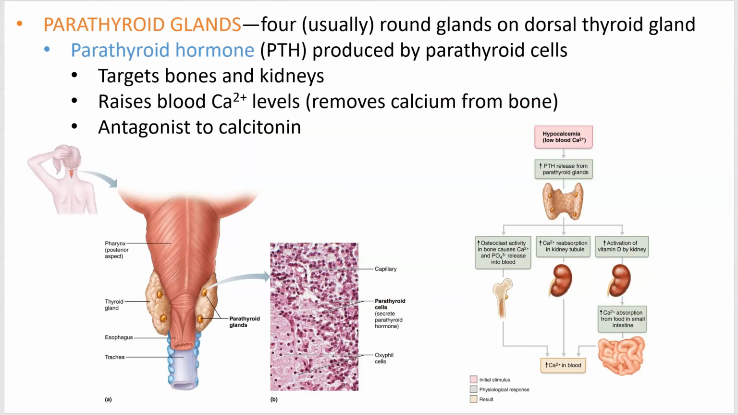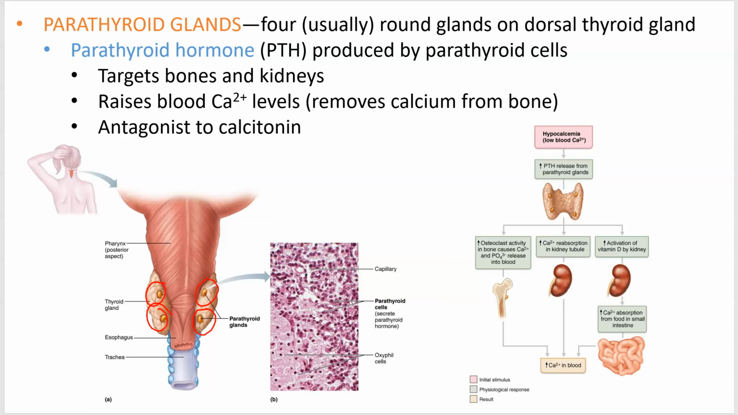May as well cover the parathyroid glands while I'm covering the thyroid gland, because they are in fact connected to the thyroid gland. This is the back, so we're looking at a dorsal view here of this person. These are the parathyroid glands. Usually you have 4 of them. They're kind of embedded in there, and they produce a hormone called, conveniently, parathyroid hormone, or PTH.